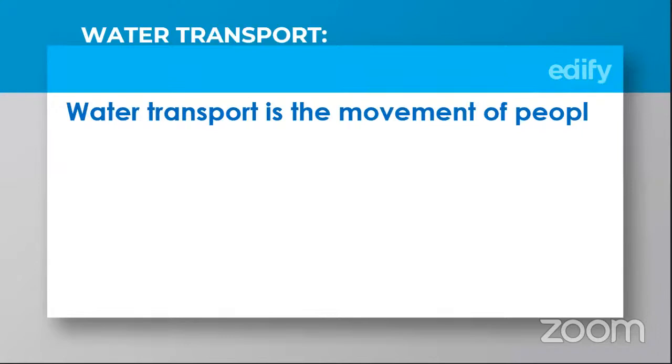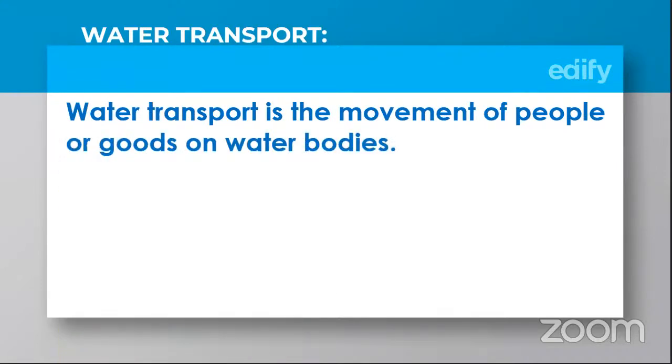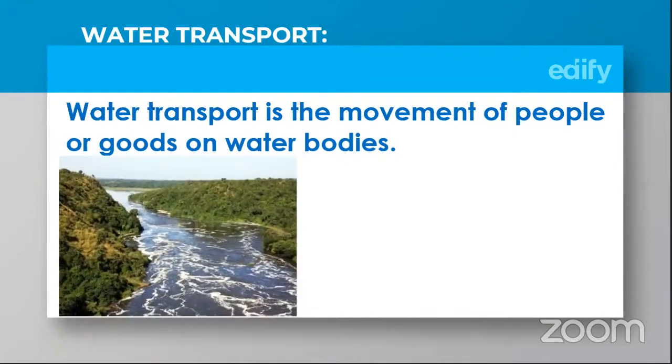So water transport, we are saying that water transport is the movement of people or goods on water, okay? This is an example of a water body that can facilitate water transport.